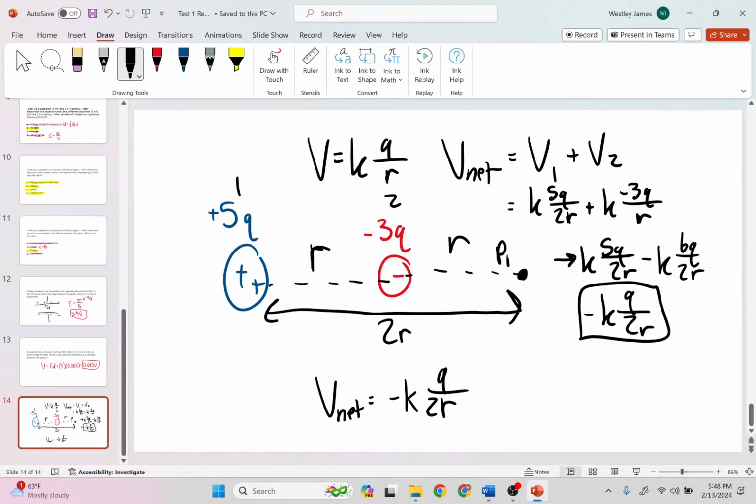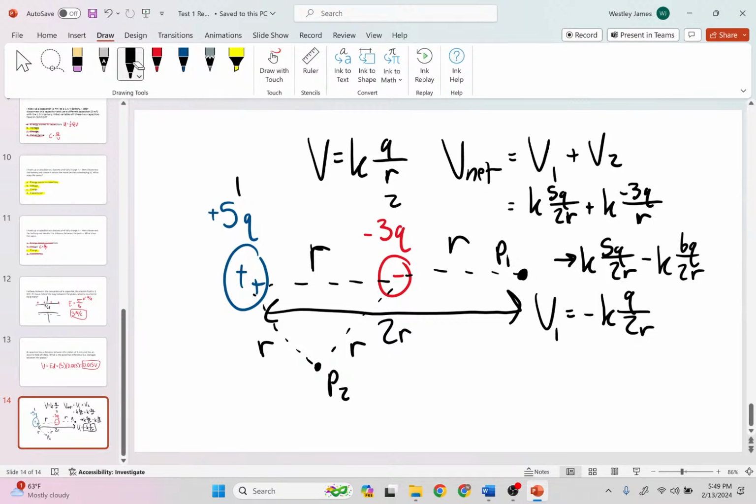All right. So there you go. And then, let's do one last quick one. Let's call this point 2. Let's call this R. Let's call this R. What is the electric potential at point P2? So V at 1 was this. V at 2.